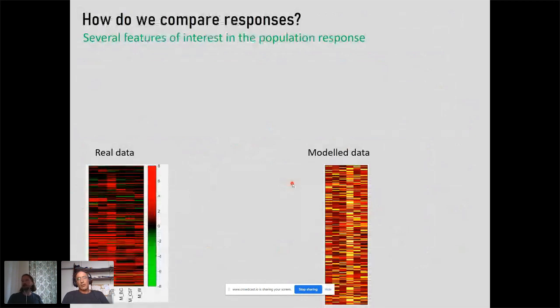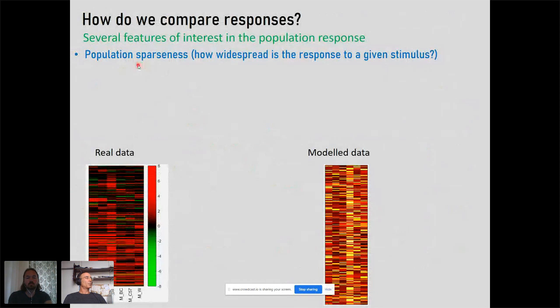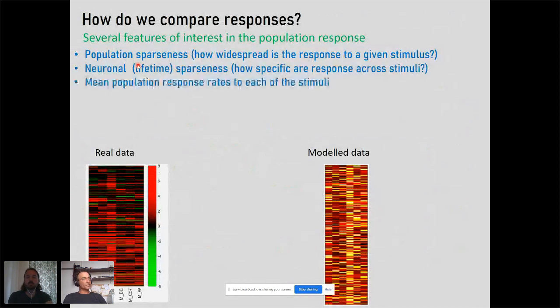And the question then is, how do we evaluate whether we have similar or stereotypical responses? So this is the real data. This is an example of model data. And there are several measures that could be compared. We could look at the population sparseness. We could look at the neuronal or the lifetime sparseness. We can look at the mean population response to each of the different stimuli. And we could also look at response categories.